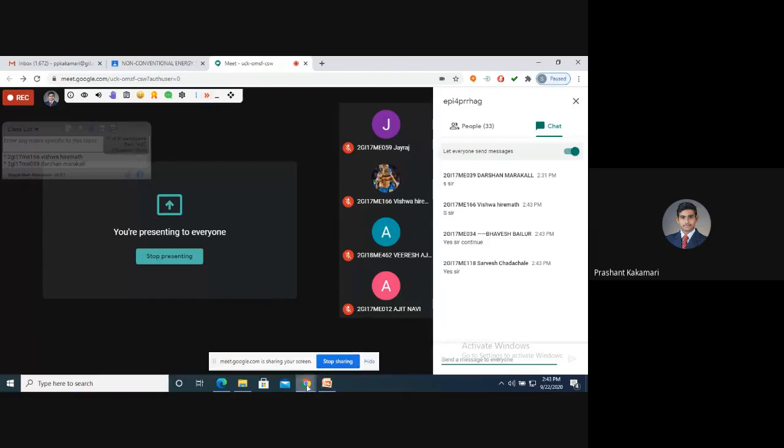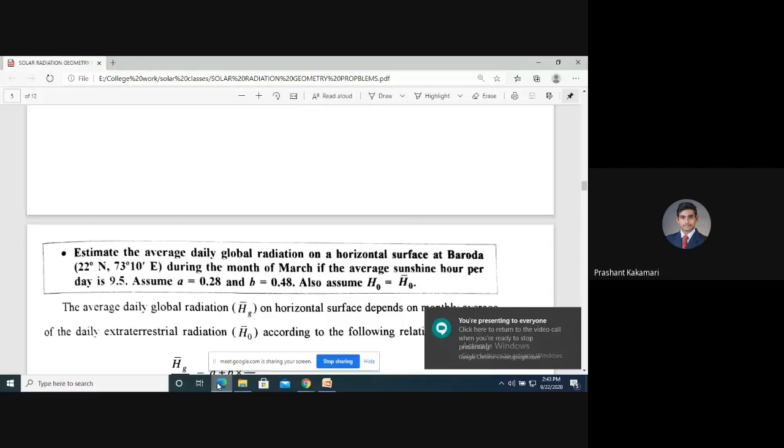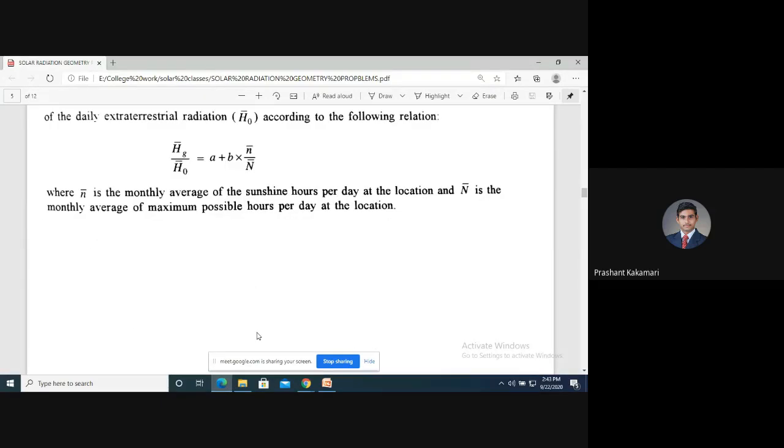Okay, so now we'll see the solution. All of you understand the procedure, how to solve the problem. In between, you can tell me the answers from the calculator, whether the answer given in this solution is correct or not, we'll tally it. It is similar to our earlier problems that we have solved. Those who were absent for the earlier class, just understand this. Assume this equation: H g bar by H naught bar equals a plus b into S bar by S max bar, as per the correlation we discussed in the classes.